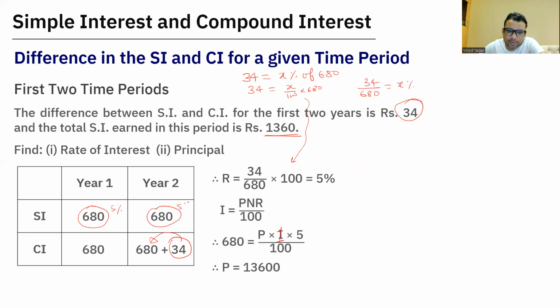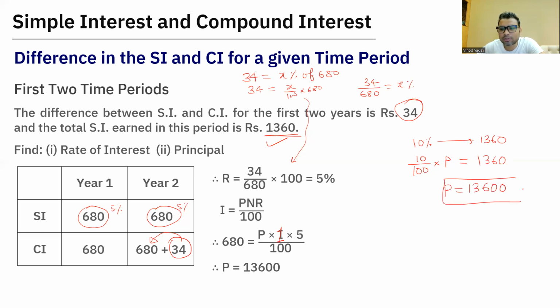One more way was, this is 5%, this is also 5%, so 2 years simple interest is effectively 10%. That we know already, 1,360. So this is logical, right? 10% of principal is 1,360. So 10% of something, and you want to find 100% of that thing, so just multiply by 10, right? So 1,360 into 10. So this is your principal. I hope you understood this example. Very, very nice example to understand and strengthen the concepts further.